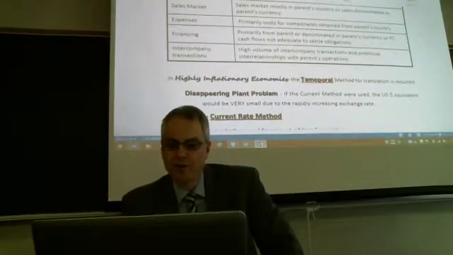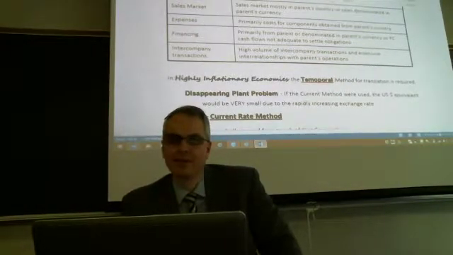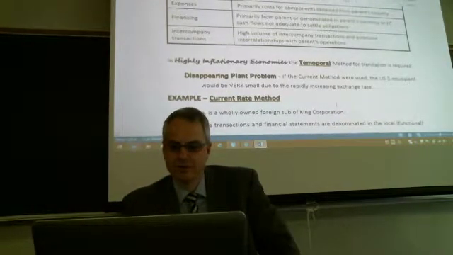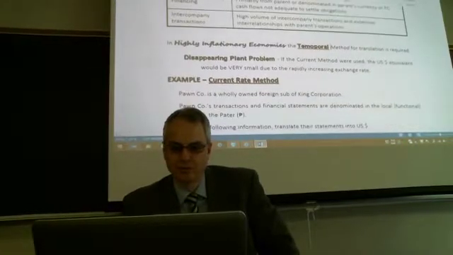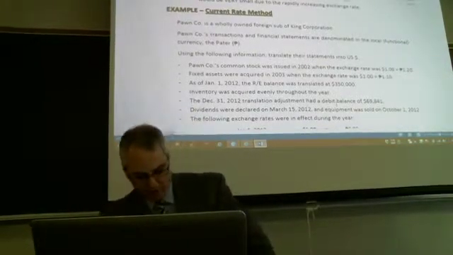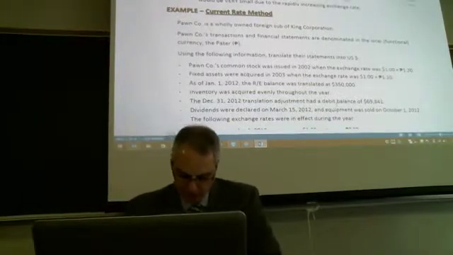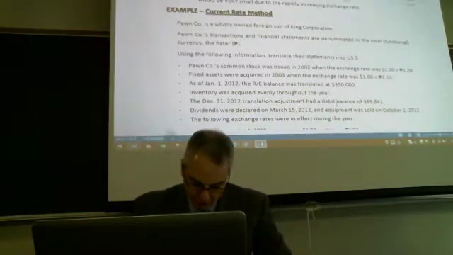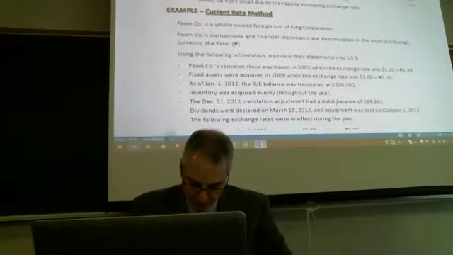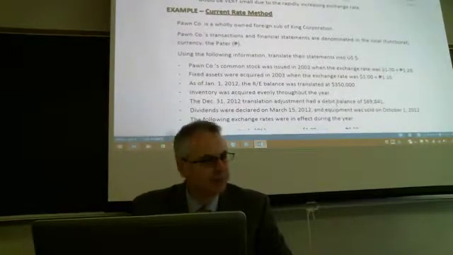So it says if the current method were used, the U.S. equivalent would be very small due to rapidly increasing exchange rate. Let me give us an example here of the current rate method. The Pawn Company is a wholly owned foreign subsidiary of King. Pawn's transactions and financial statements are denominated in local functional currency, the potter.